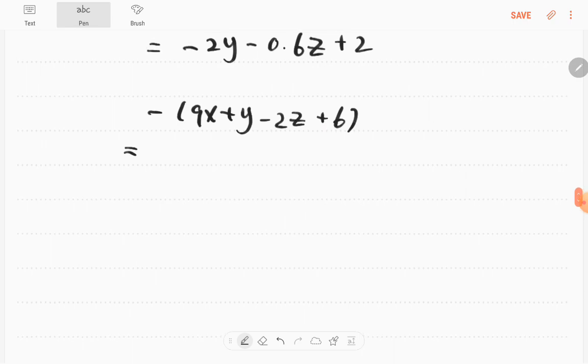If we only have a negative sign outside the parentheses, the only thing we need to do is just change the sign of each term in the parentheses. So for the first term, it's positive, so we will have -9. And for the second term, it's plus y, so we will change plus y to minus y. And for this one, it's -2z. We will change it to plus 2z. And for plus 6, we will change it to -6.